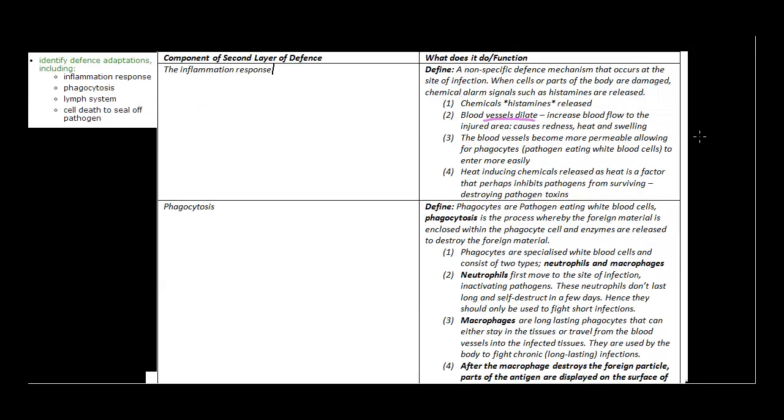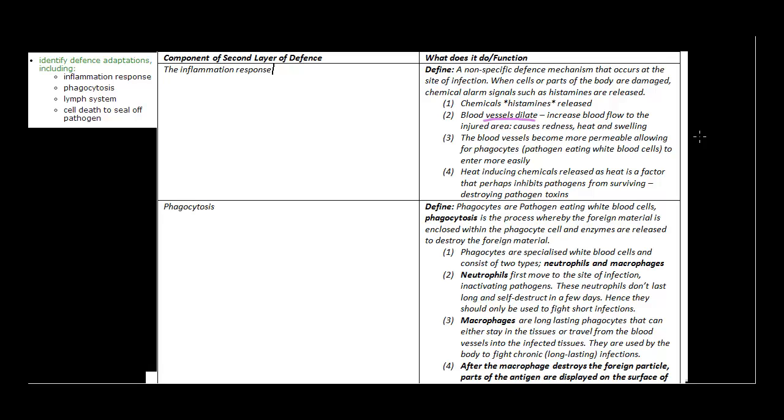Now when blood vessels dilate, that means that there's more blood flow being sent to the injured area, and this causes redness, heat, and swelling. So altogether, once this blood flow is increased, the blood vessels then become more permeable, allowing for phagocytes, which we will cover a bit later, to enter more easily.